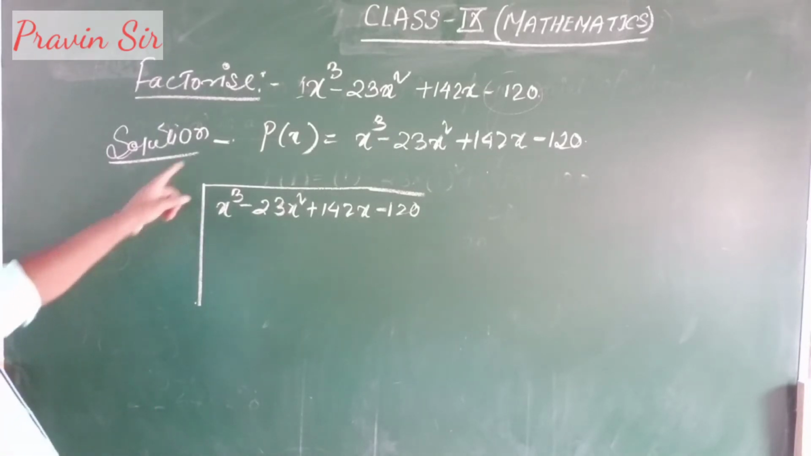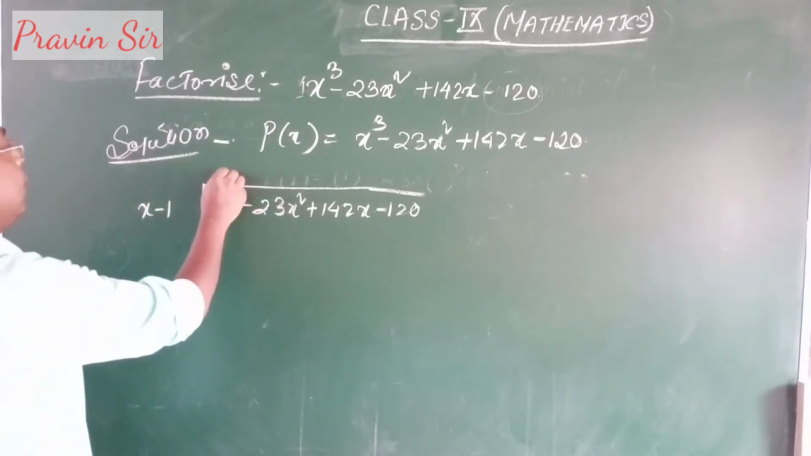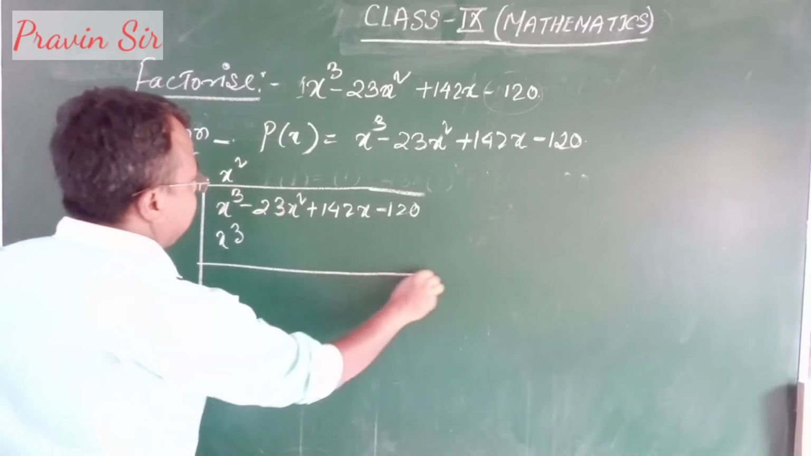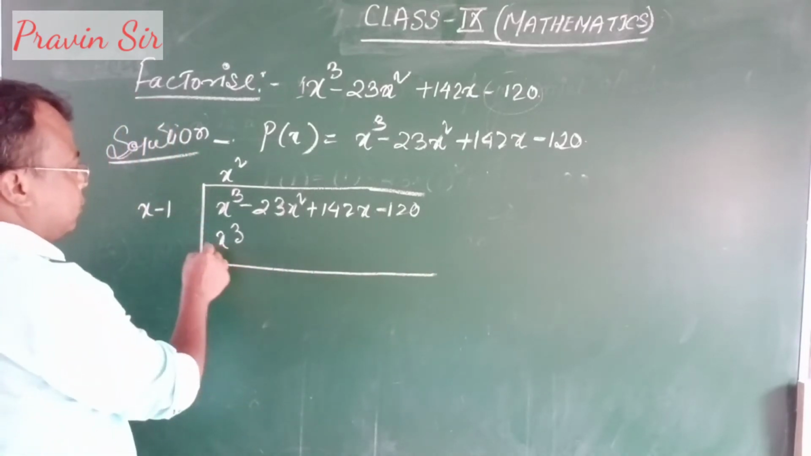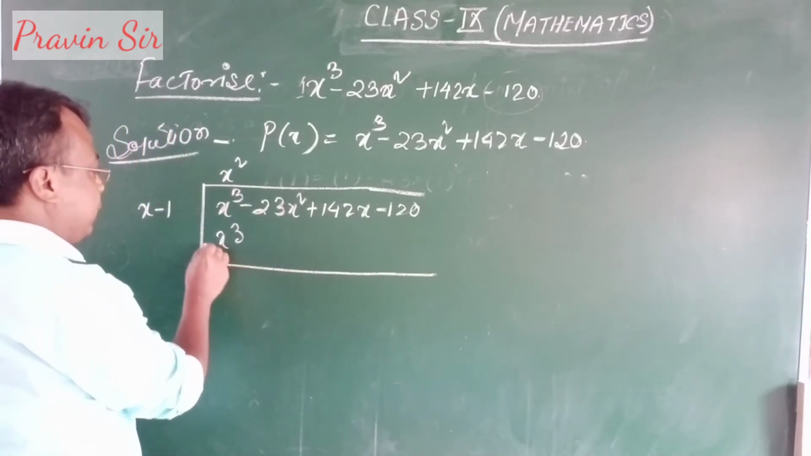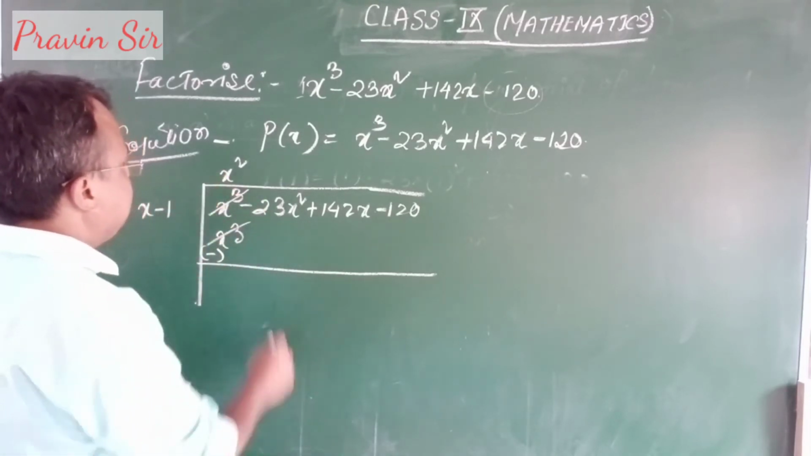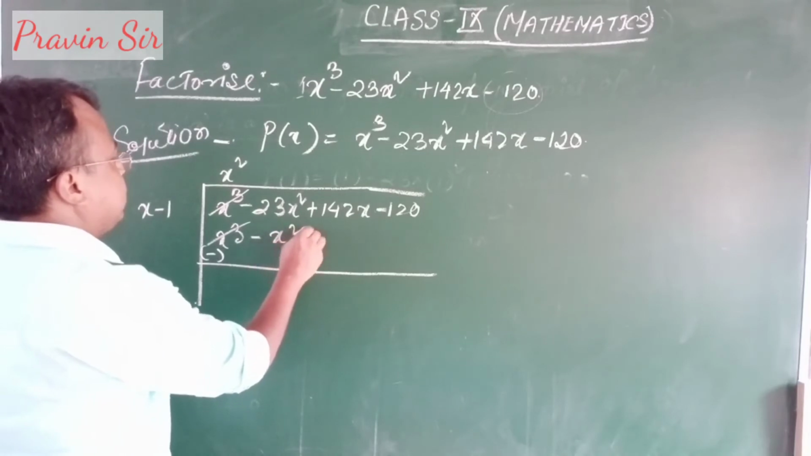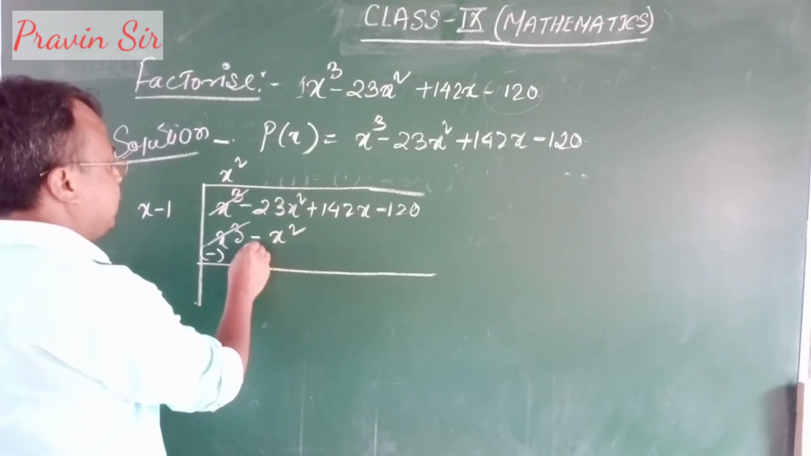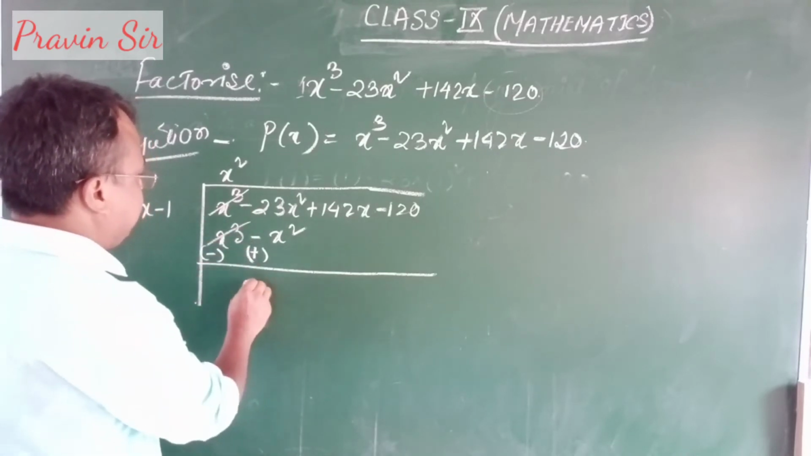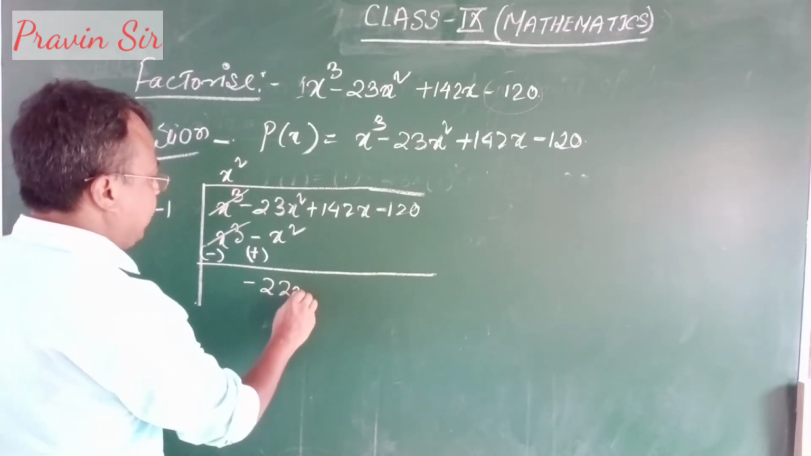So what do we multiply with x to get x cube? x square. So we got x cube. You know how to divide? So x cube minus x cube. So it is plus sign, so change into minus. So x cube minus x cube cancel. Minus 1 into x square, it is minus x square. This is minus, so it becomes plus. So minus 23 plus x square, it is minus 22x square.